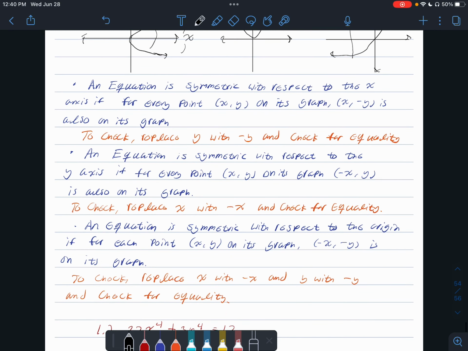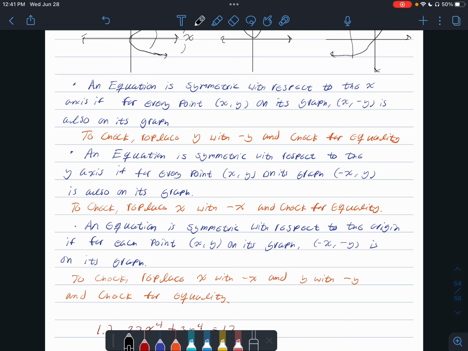But let's go over a few rules. I wrote these out just like in the last video because there's a lot of writing here, and I don't want to take up all of your time. I'd rather get right to the examples. So the first rule is an equation is symmetric with respect to the x-axis if for every point (x, y) on its graph, the point (x, negative y) is also on its graph.